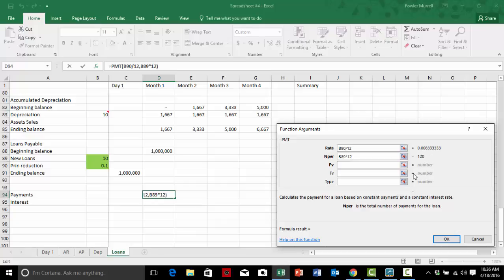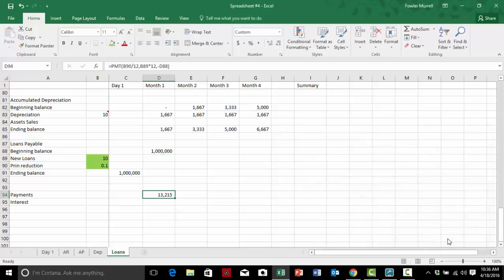That's what we want. Our present value is this amount. This is what our present value is now. And you want to put a negative sign in front of this so that Excel will treat this as a positive number. So it's minus that number. And you can see that when you've completed this, you get an answer. So there's our answer, $13,215. Click OK. And there's our payment. Payment is $13,215.